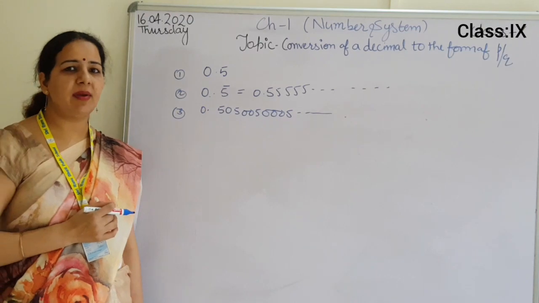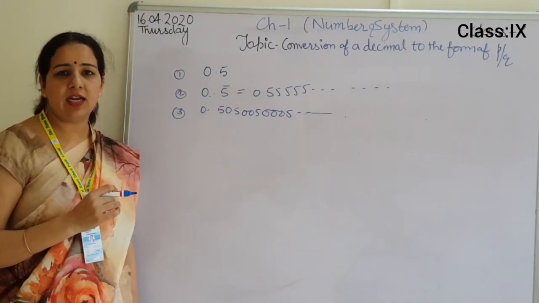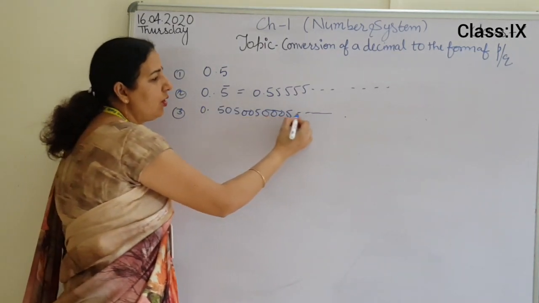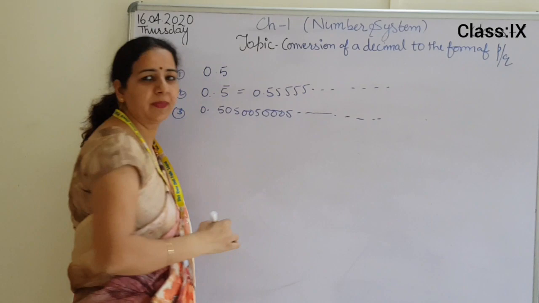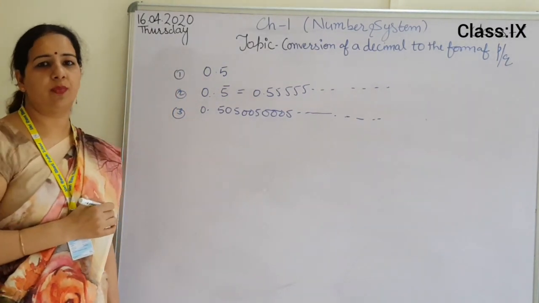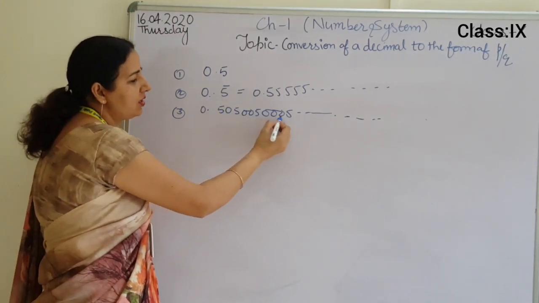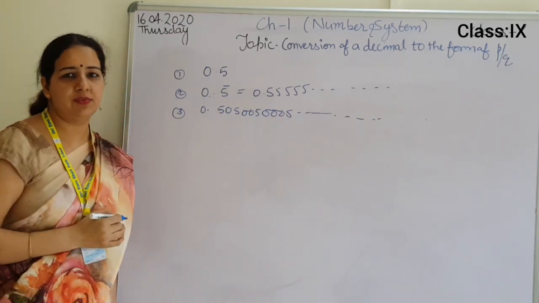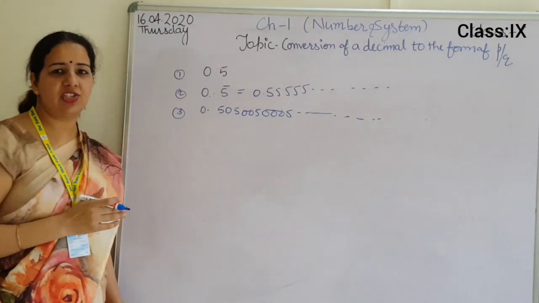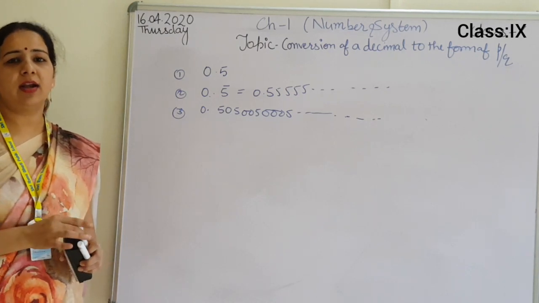So this decimal expansion is known as non-terminating but repeating. But the third one is also non-terminating, and secondly it is non-repeating also, because every time we are getting one more zero in between the fives. So all these decimal expansions you have already discussed in your last class.